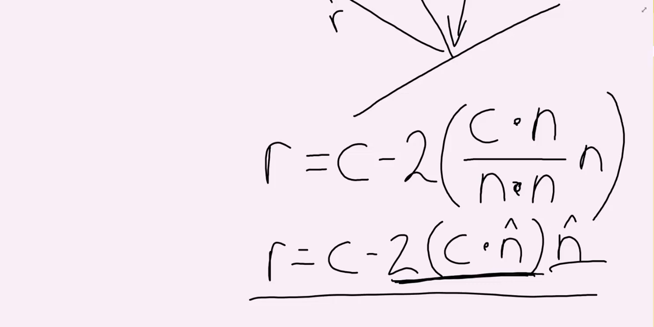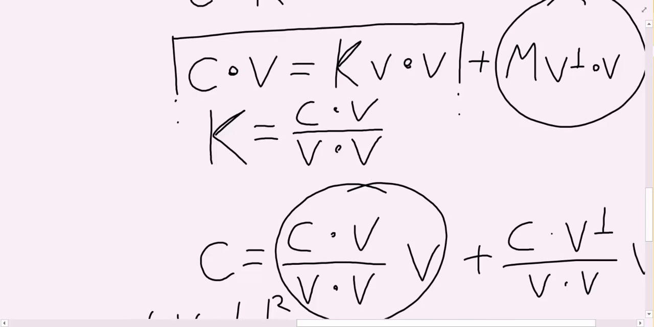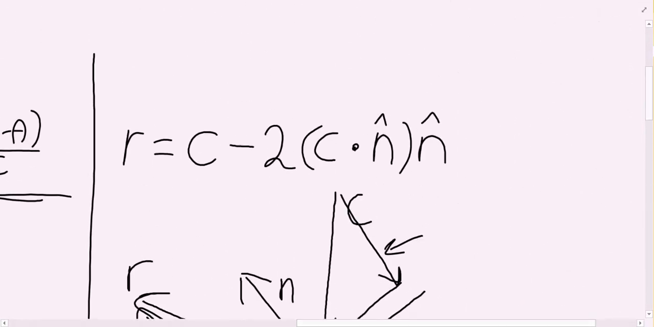So that's the explanation of this formula here. We're simply splitting the vector C in two vectors, one parallel to n and the other one perpendicular. Then we're just looking at the parallel part and subtracting it twice from C, yielding the reflected direction.